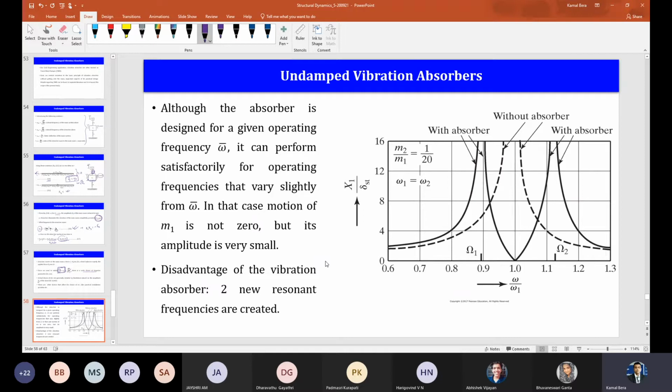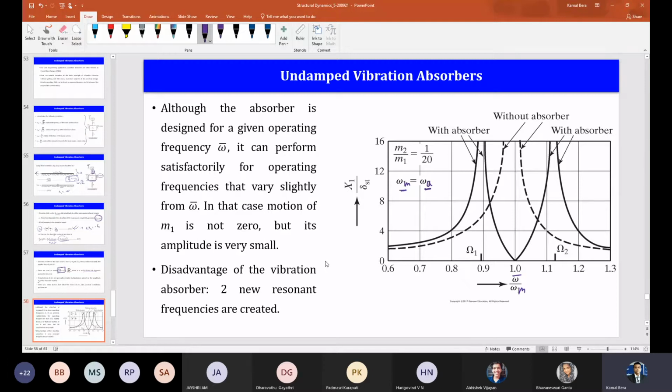So you see what is happening: this is omega m, and this is omega bar. This is omega m equals omega absorber. So this is omega m2, M2 by M1, this is correct. This is the plot shown for a typical example where M2 by M1 is taken as 1/120. So omega M is omega A. The natural frequency of the main mass and the absorber mass are tuned.